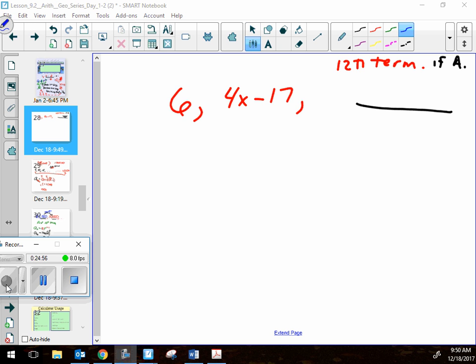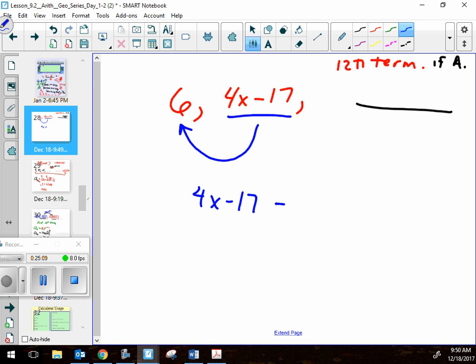Okay. The hardest part is to find the D, the common difference. Always take this one and subtract that one. 4x minus 17 minus 6. Okay, so that means it's 4x, and then the two negatives go together, minus 23. That is D. Now I can just stick it into my little formula.